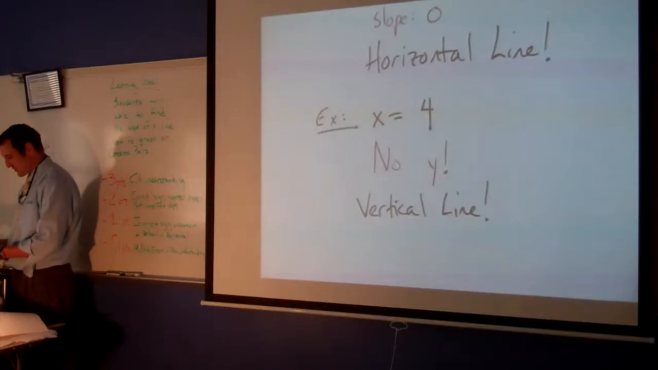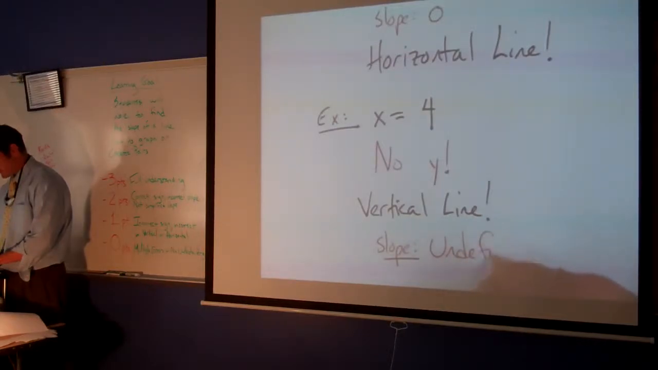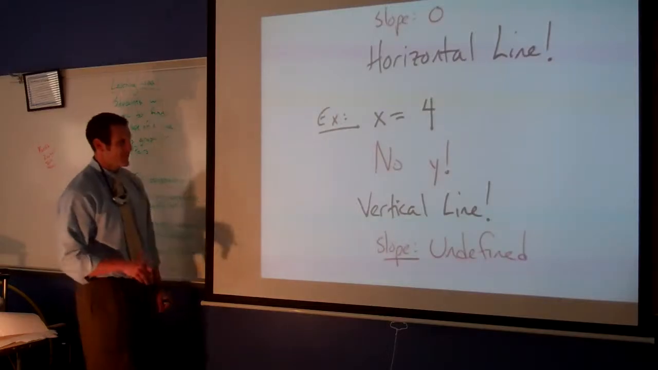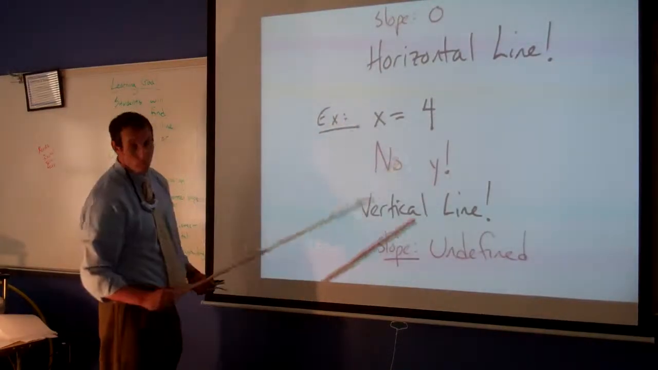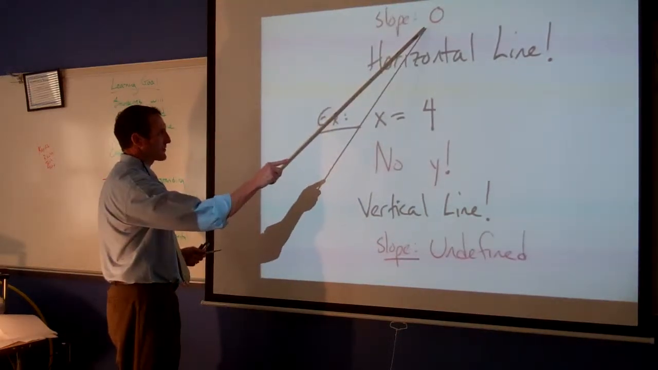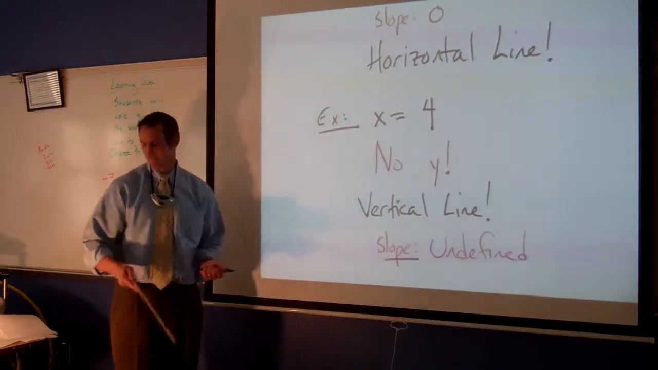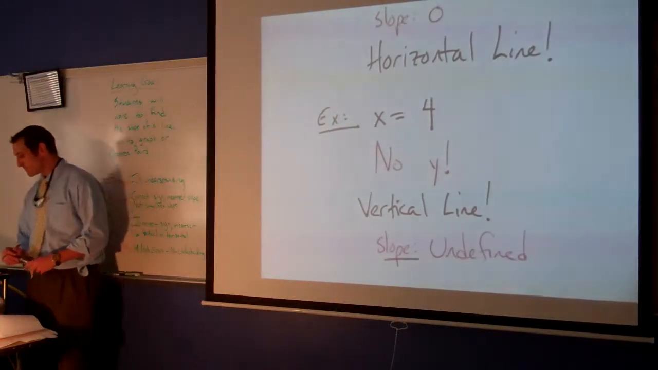So what would be the slope of a vertical line? Undefined. Remember, vertical lines have undefined slope. The slope doesn't exist. So in the case of a horizontal line, the slope exists. It's 0. In the case of a vertical line, the slope doesn't even exist. It's just not there. There is no way to quantify it.